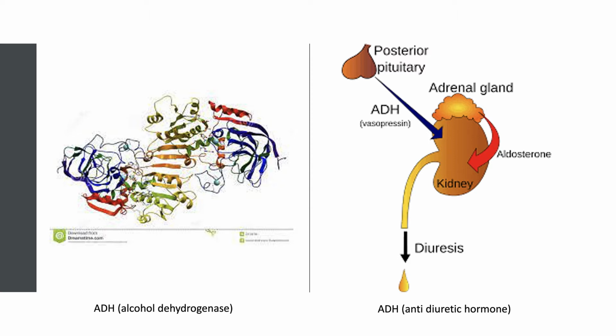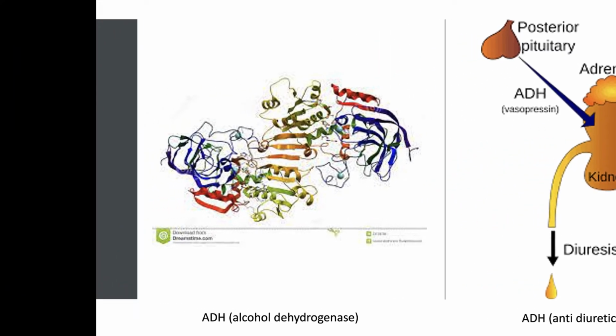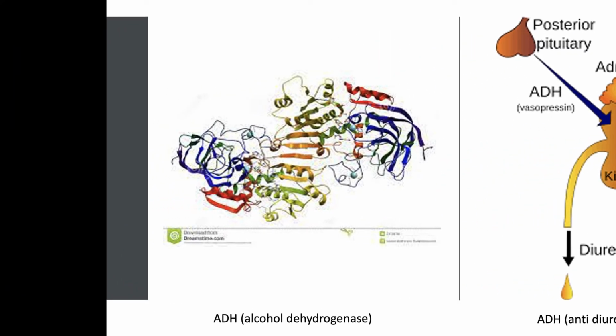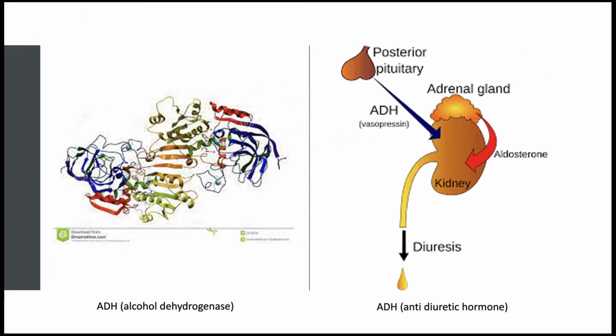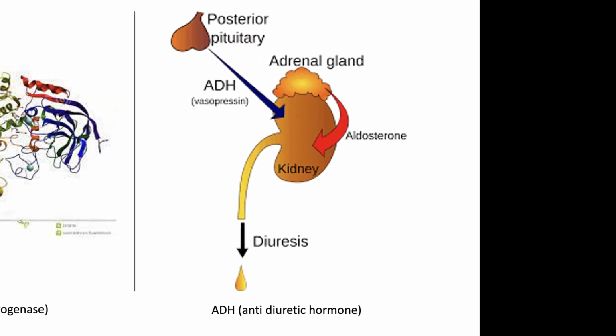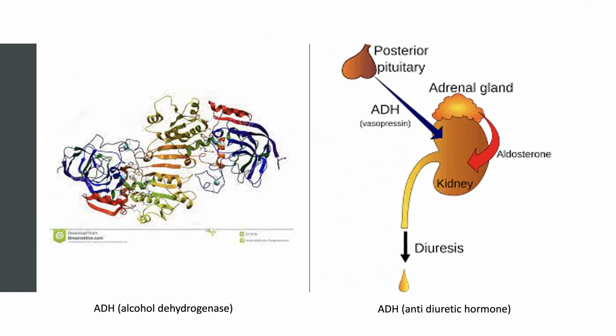I want to tell you about the two different forms of ADH. The first one is alcohol dehydrogenase. That's an enzyme that's involved in the metabolism or breakdown of alcohol. This was reviewed in the first video. ADH is also the acronym for the hormone antidiuretic hormone. Antidiuretic means anti-diuresis. Diuresis is peeing. So this is a hormone that your body produces to stop you from urinating all the time.